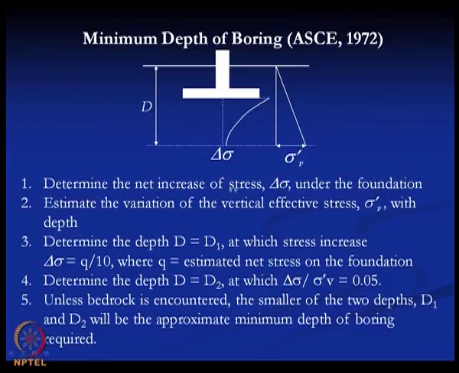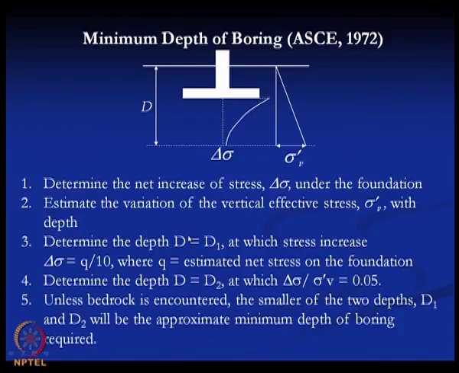That is the net increase in the stress. Then estimate the variation of vertical effective stress with depth. Here we can see the vertical effective stress increases as we go deeper, while the net increment of the stress decreases with depth. This is the vertical effective stress that is increasing, and this is the net increment of the stress due to the applied external load, which decreases with depth.